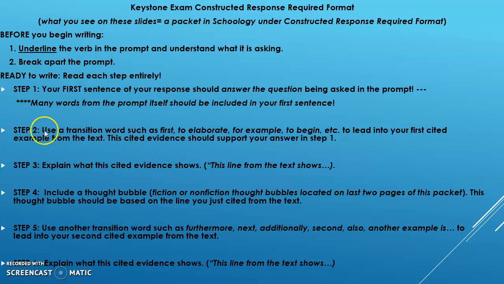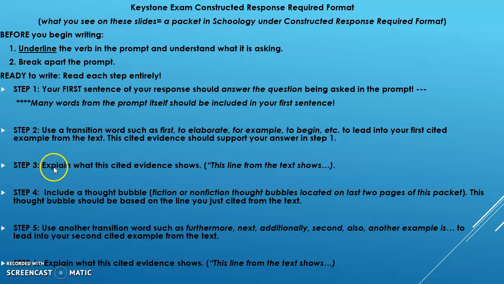So step 2, I've answered my question. Now I'm going to use a transition word. And again, we know what good transition words are. That's going to lead me into my first cited example from the text. And when I say cited example, that means it comes word for word from the text. It has quotation marks around it and a page number, and we'll see that in action in just a moment.